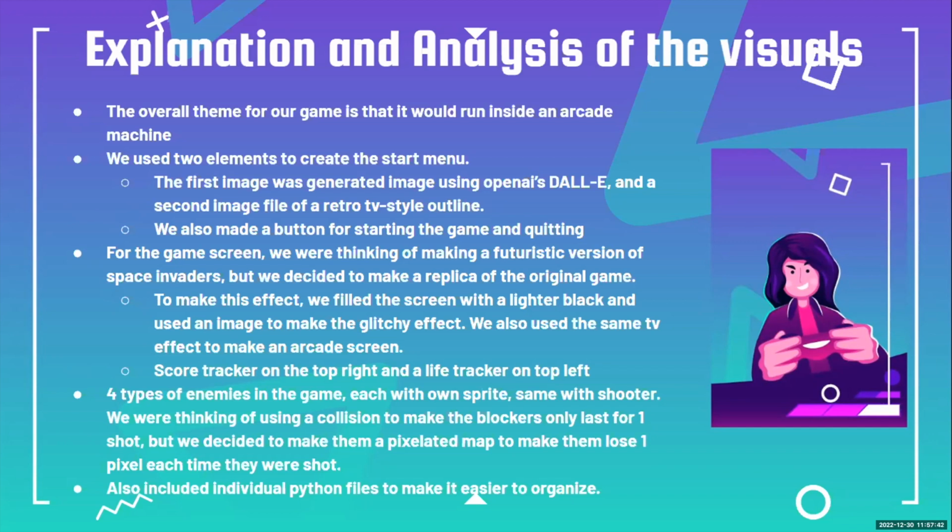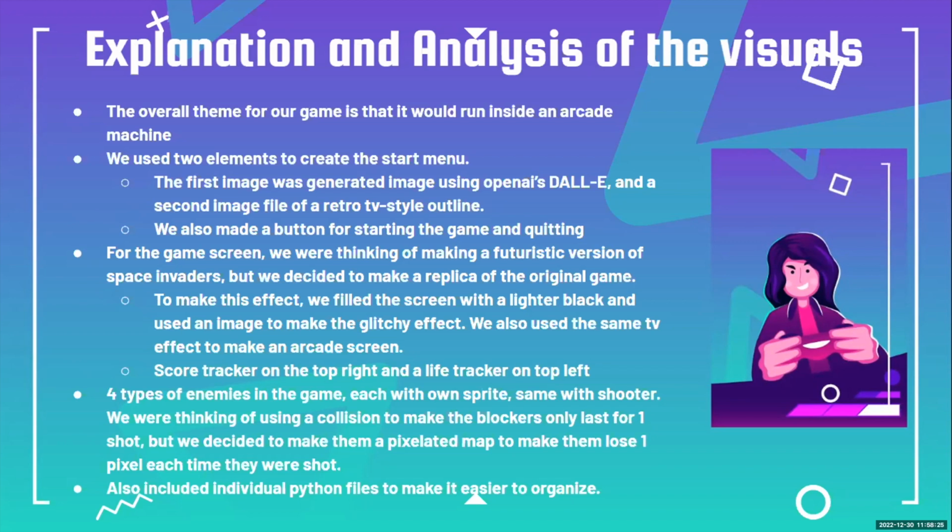For the game screen, we were thinking of making a futuristic version of Space Invaders, but we decided to make a replica of the original game. For this, we filled the screen with a light black, and we used an image to make the glitchy effect. We also used the same TV effect to make the arcade screen. We kept a scorekeeper on the top left and a life counter, I guess, on the top right. Since there are 4 types of enemies in the game, we assigned each of them their own sprite, and we made a sprite for the shooter. We tried keeping it as realistic as possible to the original version of Space Invaders.